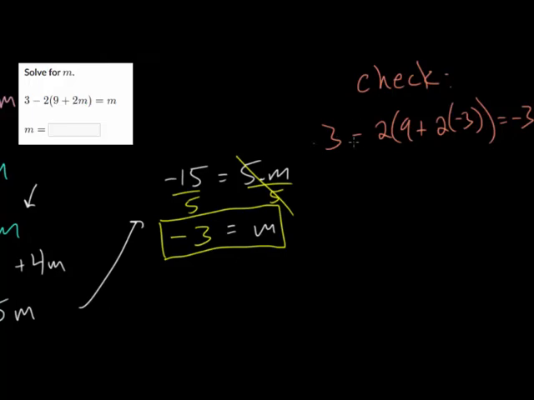So I'll just rewrite 3 minus, we'll clean up this inside. There's a 2 on the outside. And we get 9 plus -6, or 9 minus 6, which is just 3. And here we get 3 minus 2 times 3, which is 6. So 3 minus 6. And this does, in fact, equal -3, which means we can feel confident that this is, in fact, the right answer.